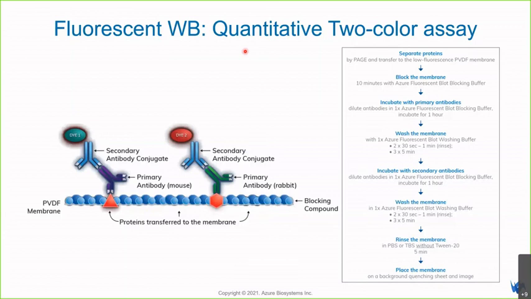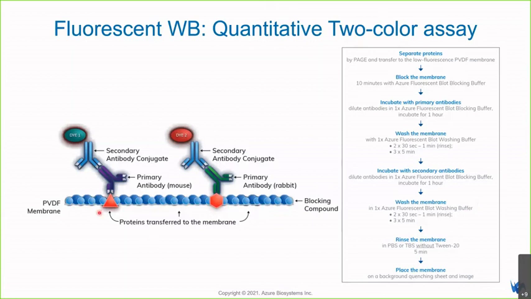In this case, I'll be using a quantitative two-color assay to explain fluorescence Western blot. On the right, you can see the simplified workflow of fluorescent Western. This is the same as chemi Western as well. The only difference is which primary or secondary antibodies you use. As you can see in this schematic diagram, you have the same thing.